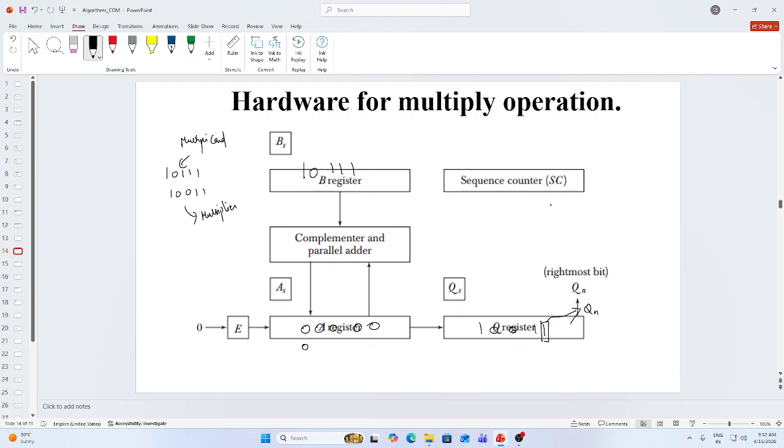The sequence counter is a register which holds the count value of how many times I am going to repeat. In this case 5. So why 5? The number of bits in the multiplier is 5, so this sequence counter is initialized with 5.